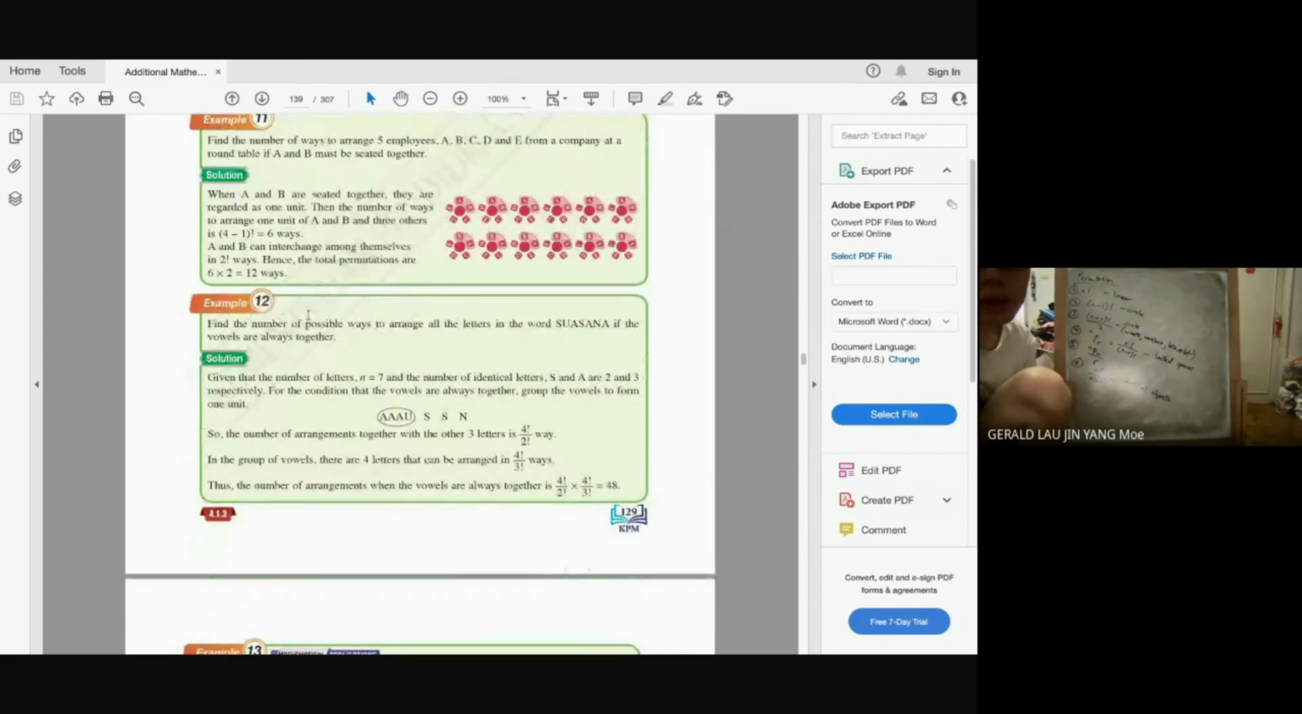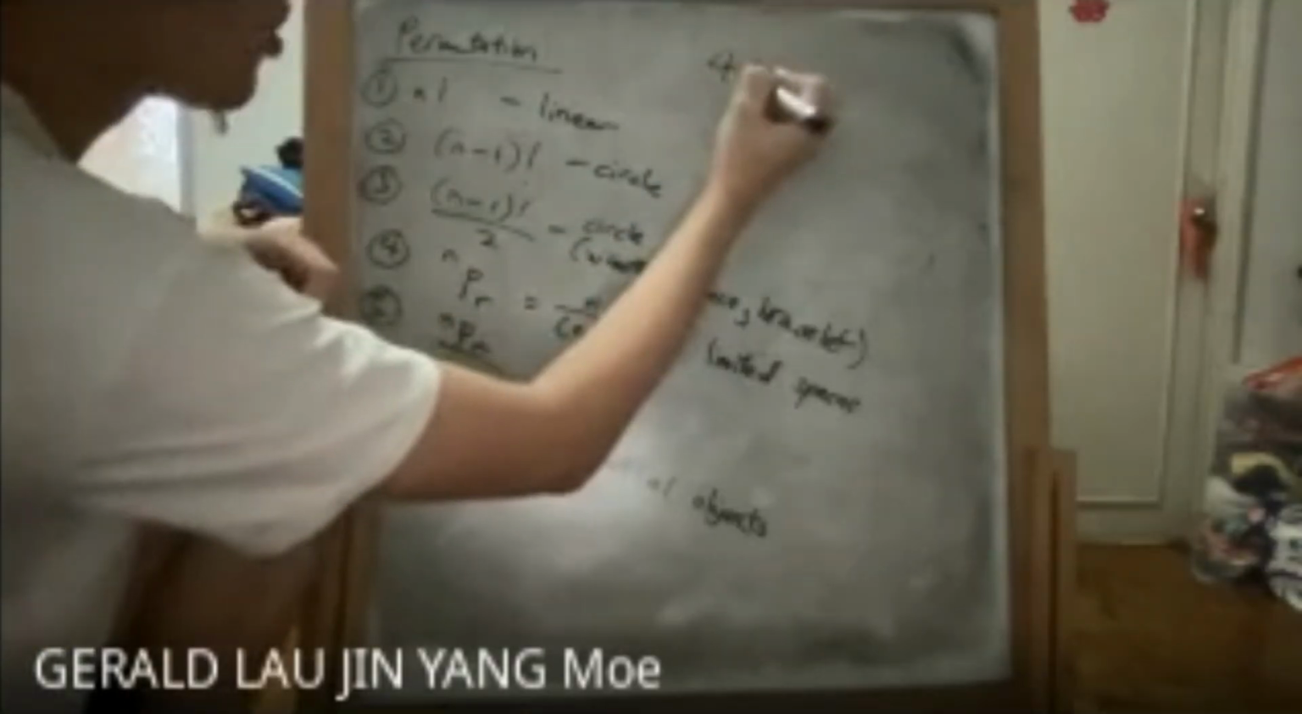Now look at 12. Find the number of possible ways to arrange all the letters in the word swasana if the vowels are always together. Okay, now vowels are together. How many vowels? 1, 2, 3, 4. They are arranged for you already. So how many big groups are there? There are 4 spaces. 1, 2, 3, 4. So what is the number of ways to arrange this? The big groups is 4 factorial.